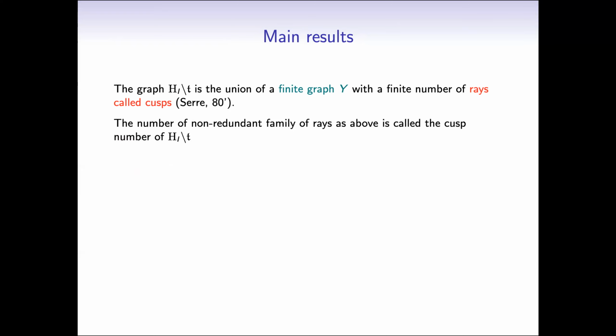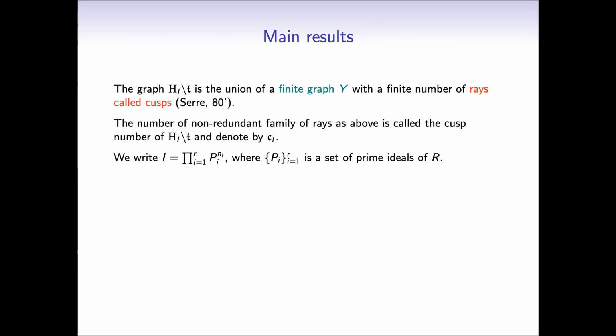We have that the quotient graph is the union of a finite graph with a finite number of rays called cusps. This is a classical result of Jean-Pierre Serre. The number of equivalence classes of cusp rays is called the cusp number of the quotient graph, and it is denoted by C_A. So I will decompose the level ideal as a product of prime ideals with multiplicity, and then we can describe our first main result.